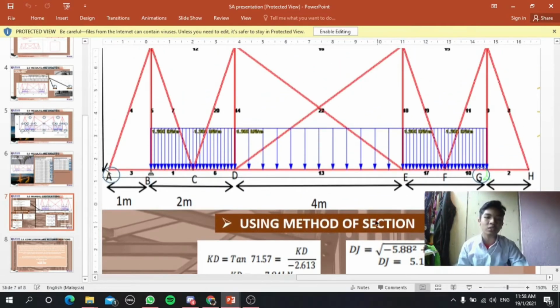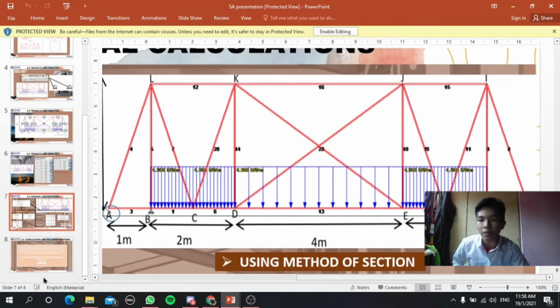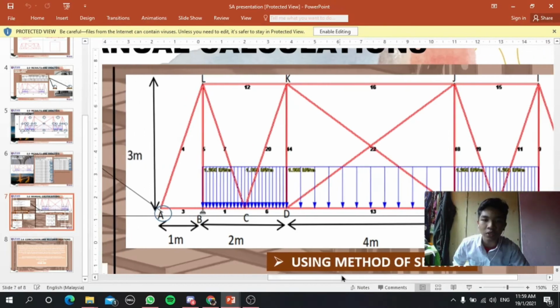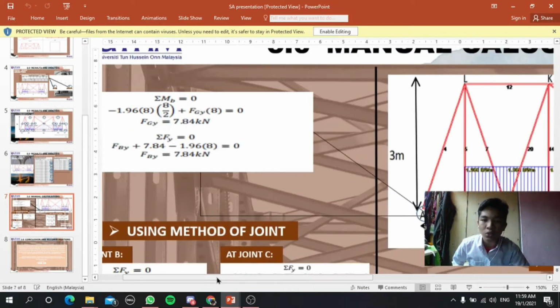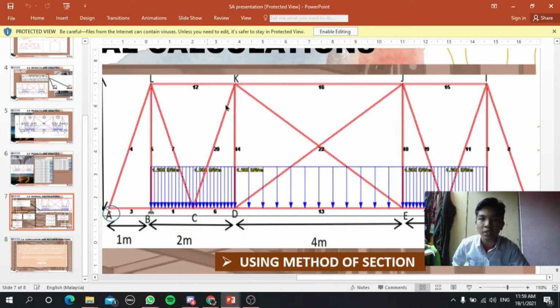For the calculation, we just do half of the structure, since the structure is symmetrical and the value of the support reaction is equal, which is 7.84 kilonewton. So we assume that the values of the members at the left and the right are the same. I think that is from me. Thank you.